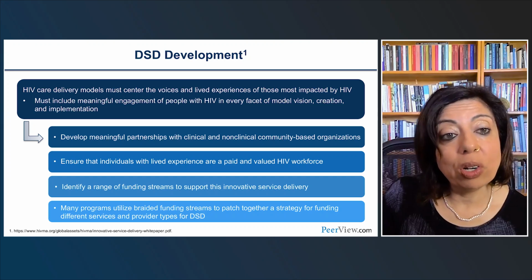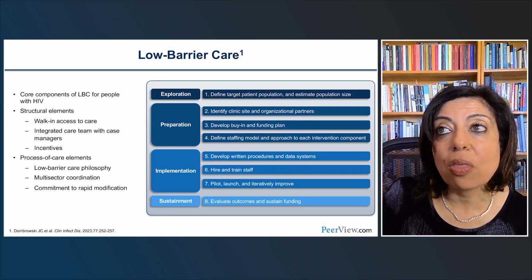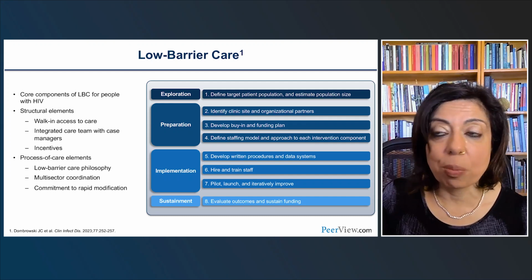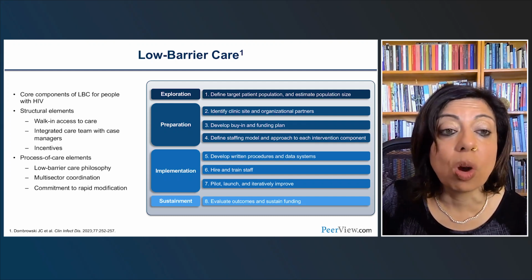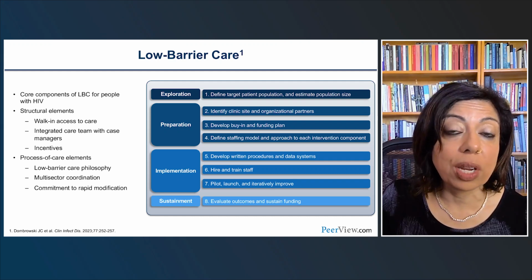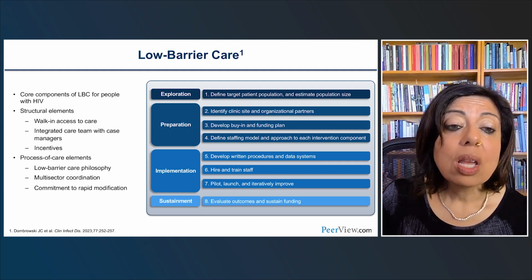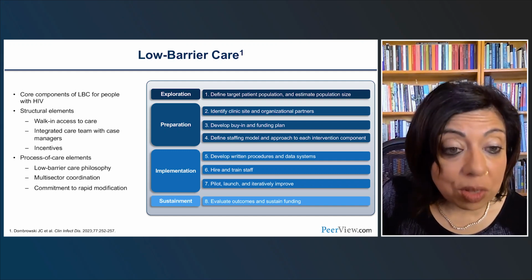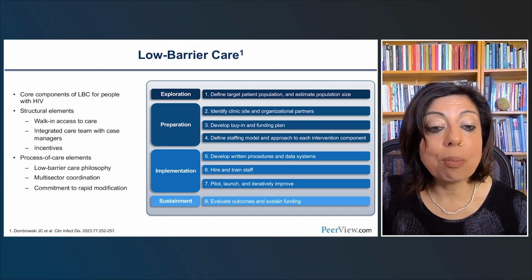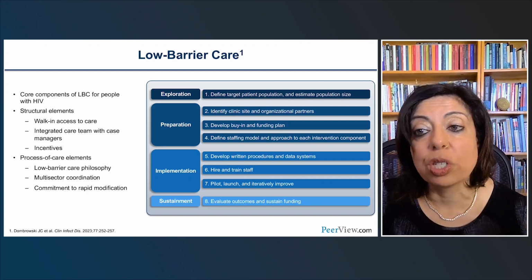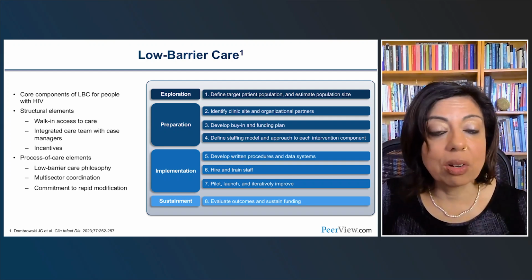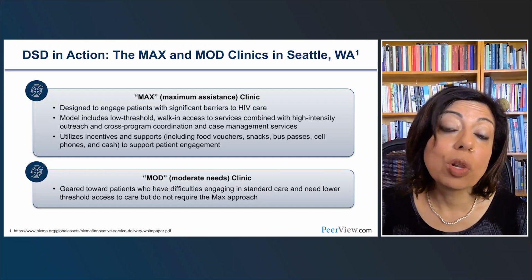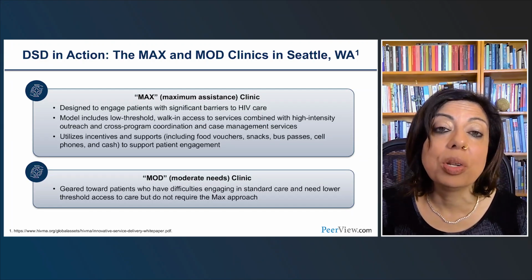So what does low barrier care mean? This really is the idea that if you're homeless, if you're using substances, it is hard to just remember that appointment at 4 p.m. on a Tuesday. You really want a low barrier model of care where people can just walk into care with an integrated care team with whom they're familiar, provide incentives to coming into care, and having that multi-sector coordination, all of those services right there and then to bring it all together for low barrier care. I'll tell you about two programs where we've really put DSD in action here in the United States.